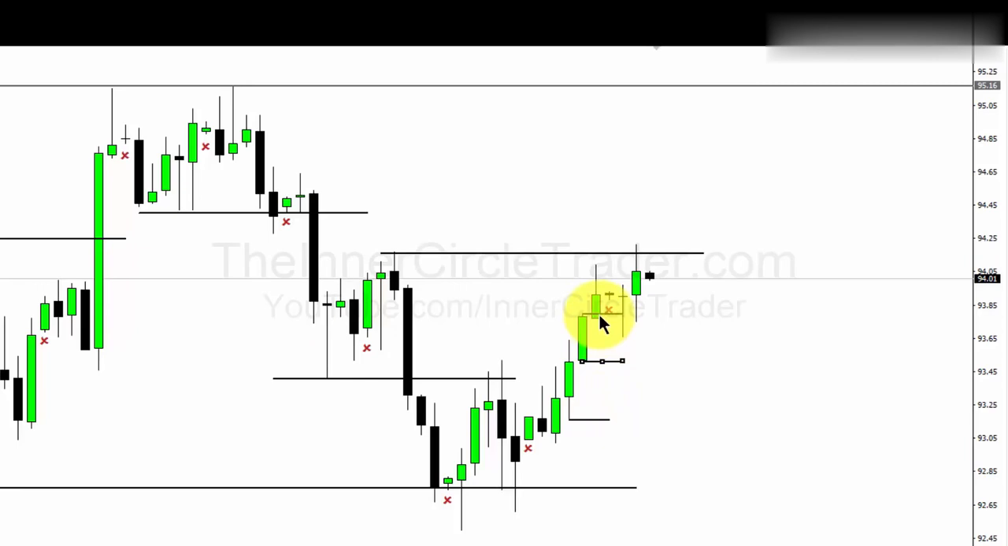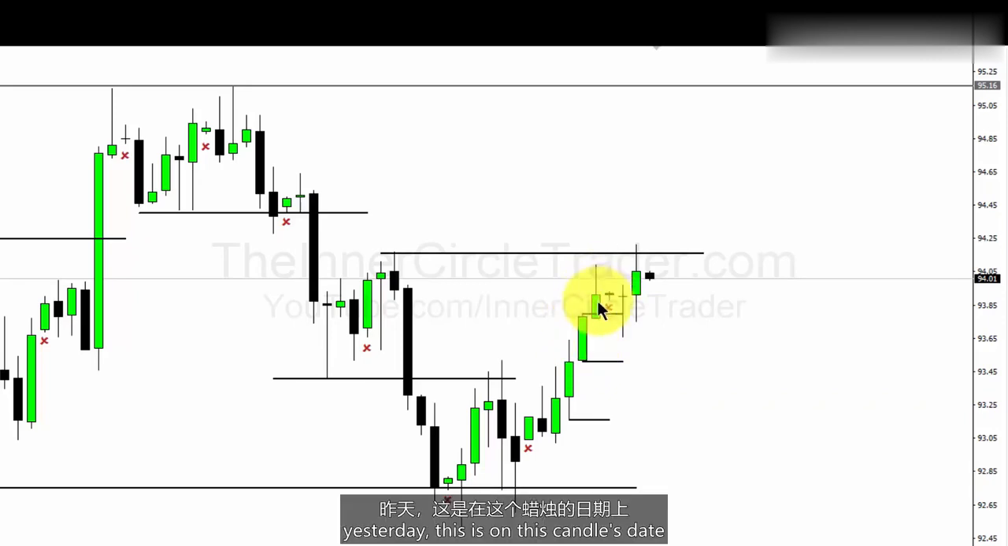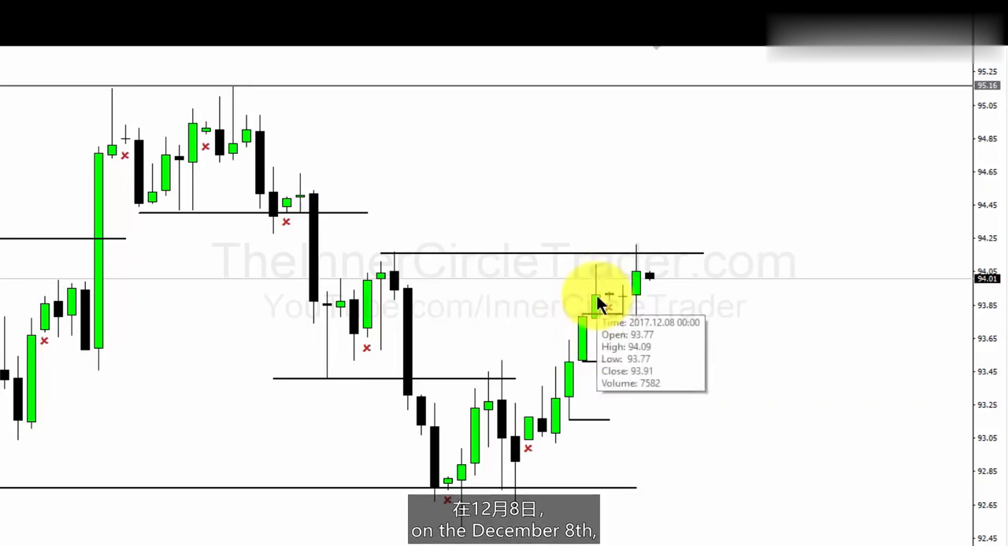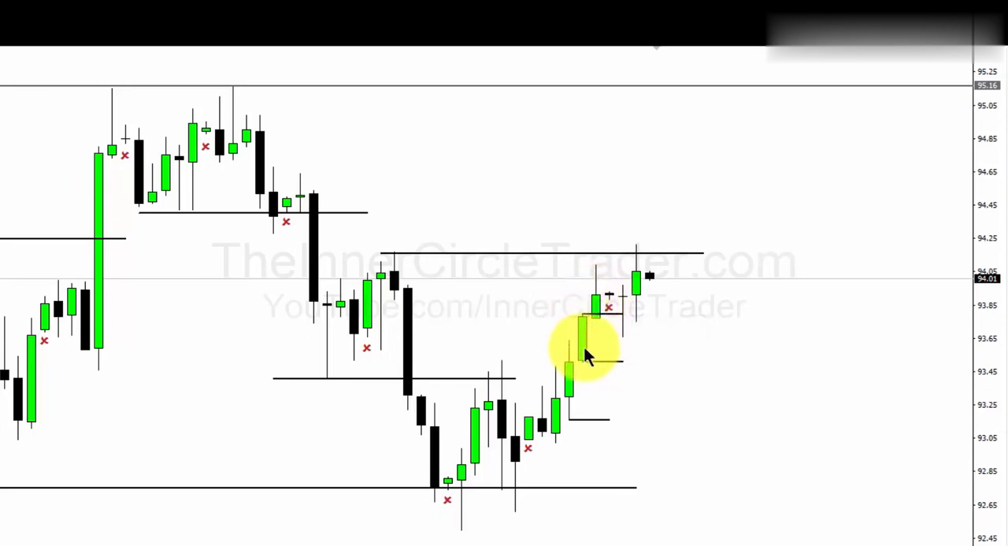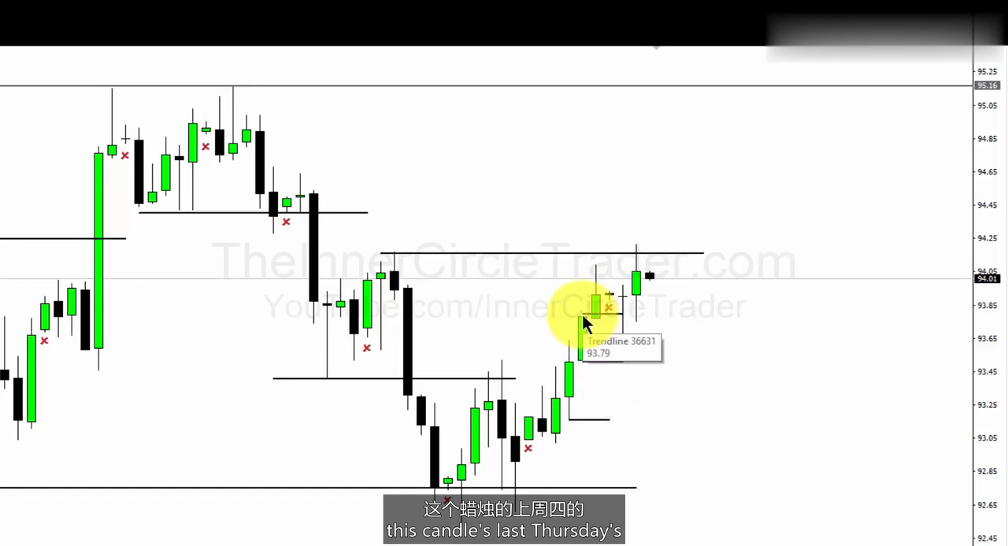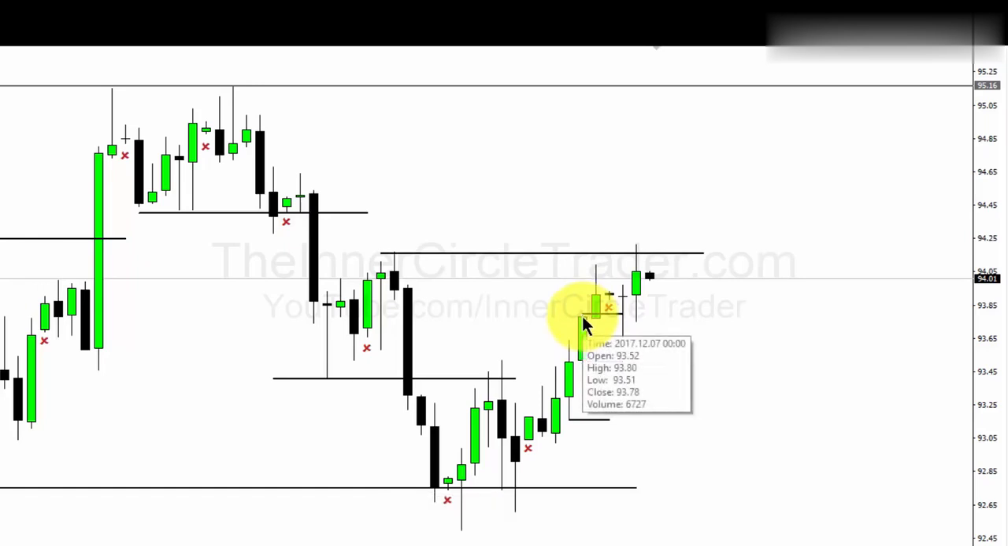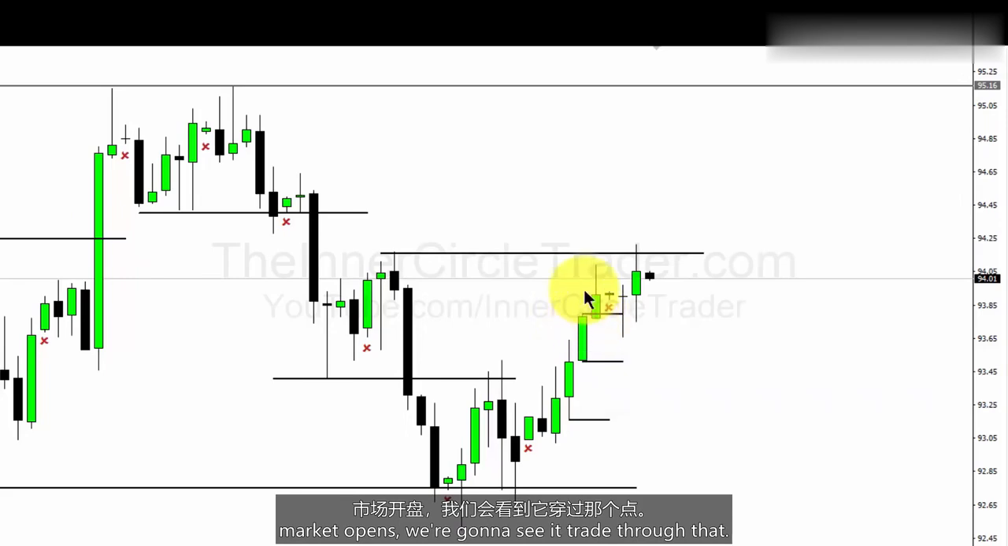Okay, so we have a very simple approach. Take this little box and move it up here. Now we have yesterday, this candle's date, December 8th. This candle's last Thursday's high, which would be 93.80. Market opens, and we're going to see it trade through that.